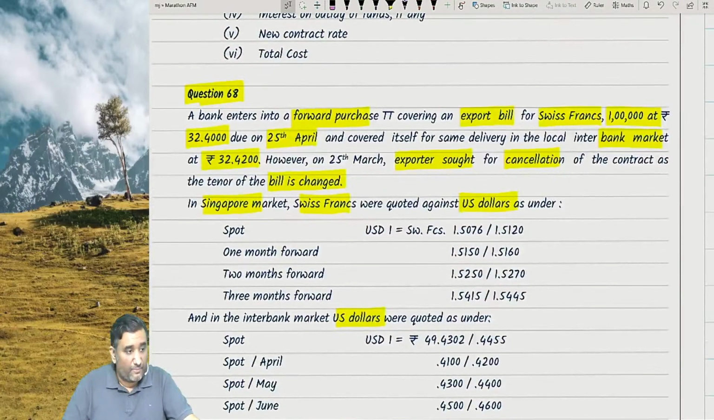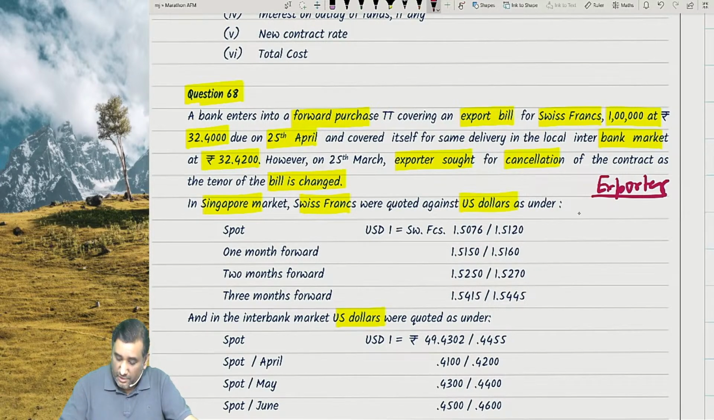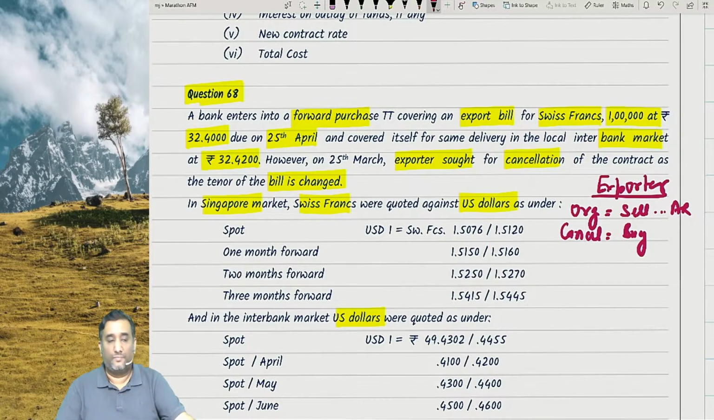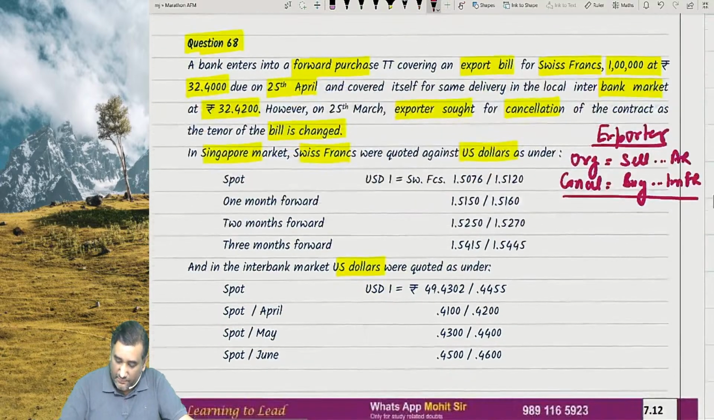Now basically what is happening is it's an exporter cancellation before due date. Original contract, if I try to put here, original contract was to sell at agreed rate. The cancellation would take place at what? Buy at 1 month forward rate. Now let us try once more here. Sell at agreed rate. Agreed rate is known to you, 32.40. 1 month forward rate.